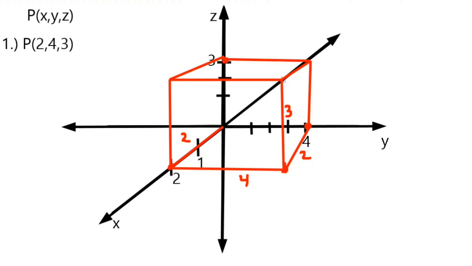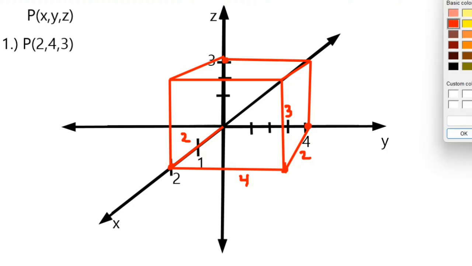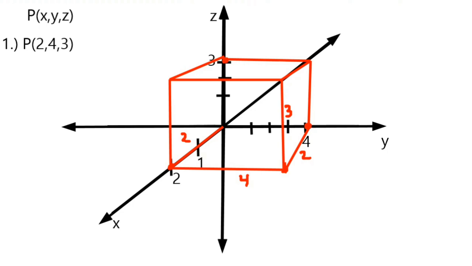Let's make this color black. Okay, here. This is the point (2, 4, 3). Let me name this. You can delete the cube, but I'm not going to. So we can just visualize it in 3 dimensions.